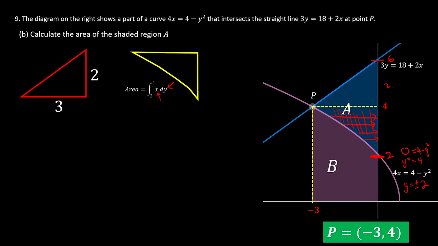Then we can proceed. The area of the triangle is just 1/2 times base times height. This is how we get 3 units squared. For this one, what is our x? So don't forget, this is the equation of the curve.